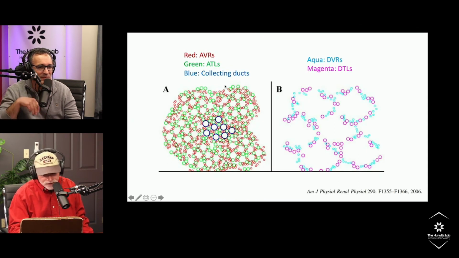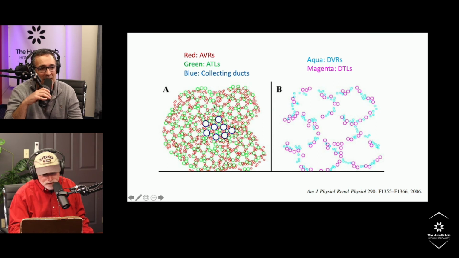In the transverse section here, the blue is the collecting ducts, and you see they're the star of the show. These red and greens are the ascending thick limb and the ascending vasa-recta, and they're all packed around each other. And then here, on the periphery, are the descending ones, kind of the distal thin limb of Henle and the descending vasa-recta.